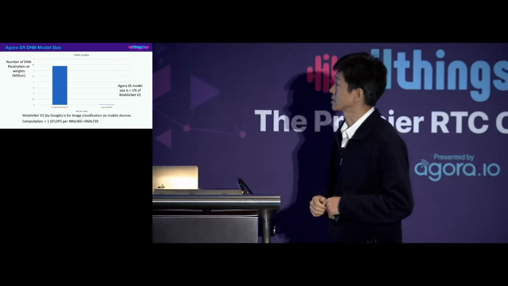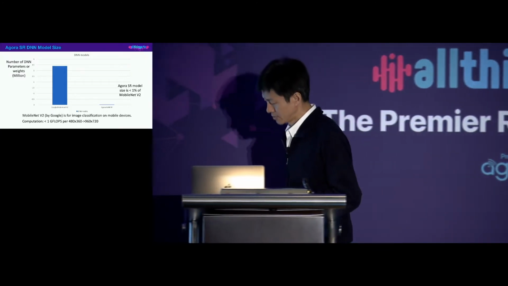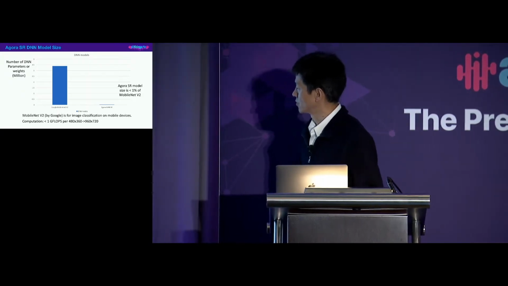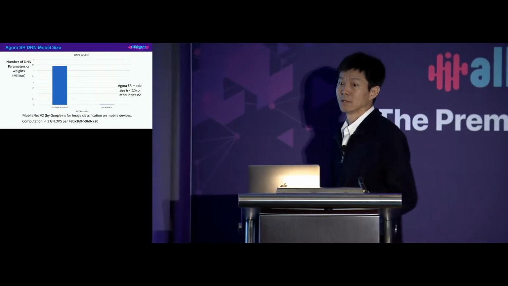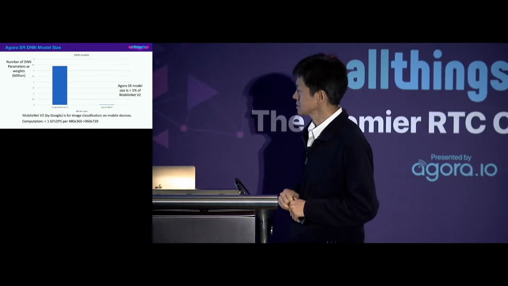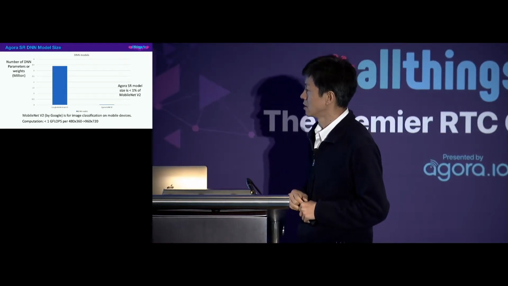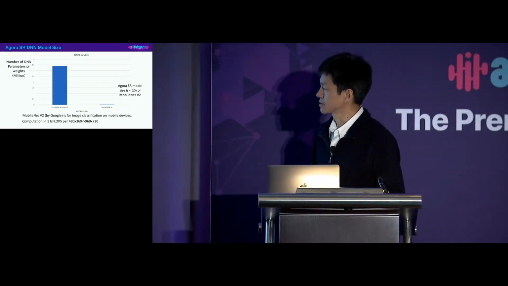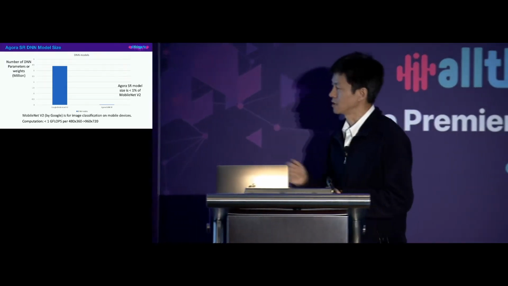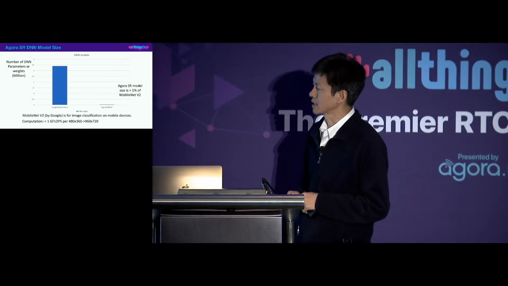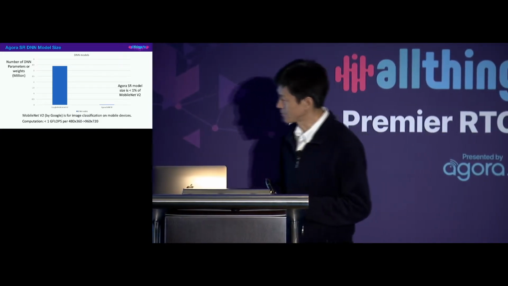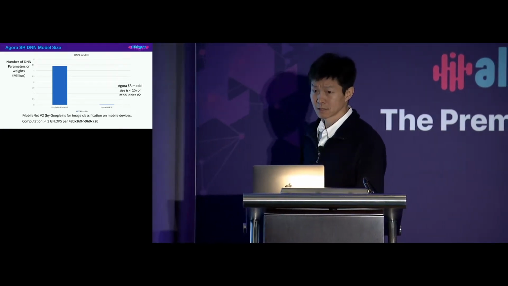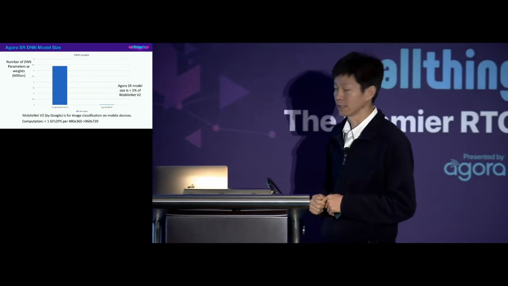And to compare our model with MobileNet version 2, we were able to make the Agora SR model extremely small, which is less than 1% of MobileNet version 2. And computation-wise, it takes less than 1 gigaflop per frame for 480 by 360p upscaled to 960 by 720.